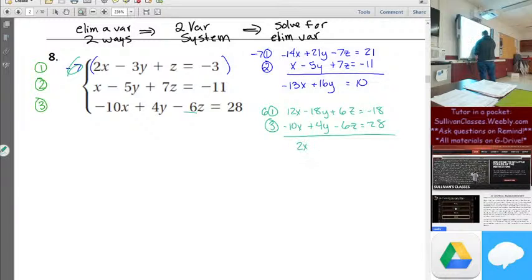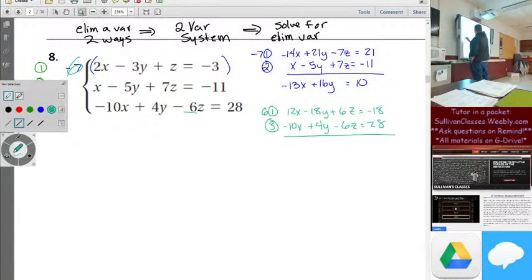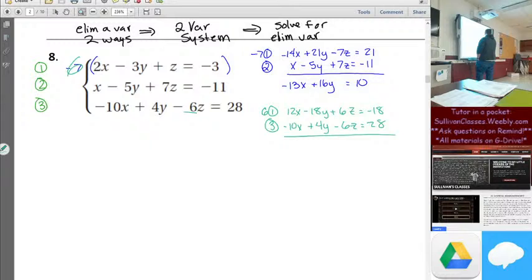Get 2x minus 16, no, minus, come on you. 2x minus 14y is 10. There we go.